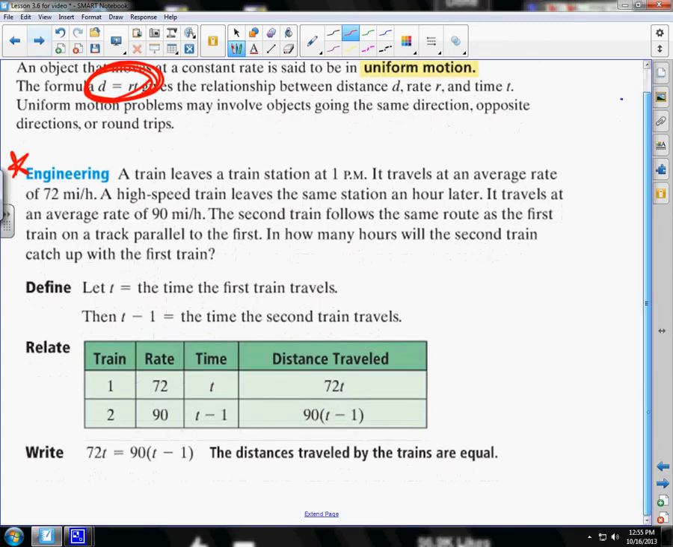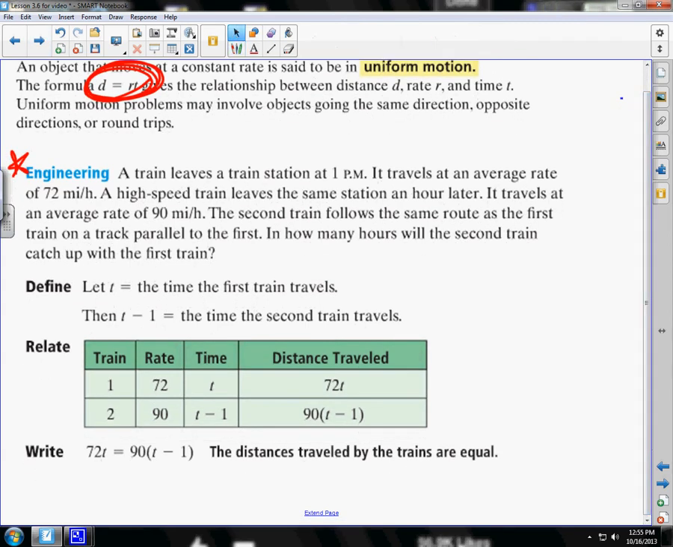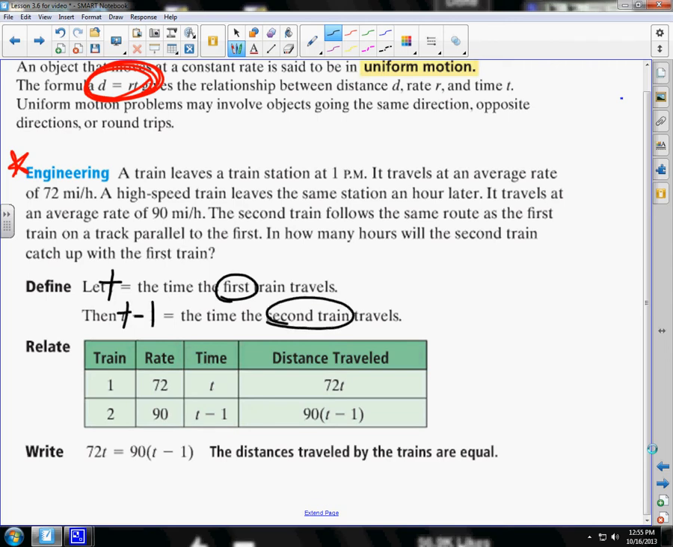So here's how they show you how to do this, okay? First you have t equals the time. And t minus 1 is the time the second train travels. So this is the first train, is just t. And t minus 1 is the second train because it leaves an hour later. So if this train, it took 5 hours, it would only take the high-speed train 4 hours because it's 1 hour later.